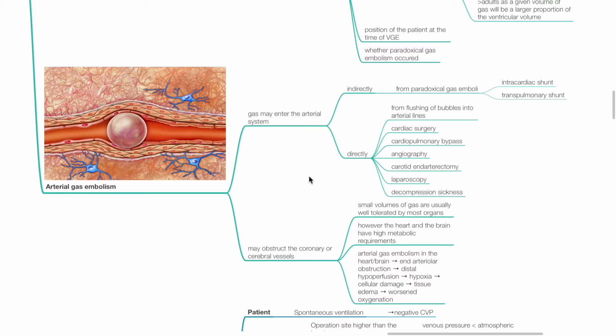Small volumes of gas are usually well tolerated by most organs. However, the heart and the brain have high metabolic requirements. Arterial gas emboli in the heart or the brain result in end-arteriolar obstruction, distal hypoperfusion, hypoxia, cellular damage, tissue edema, and worsened oxygenation.